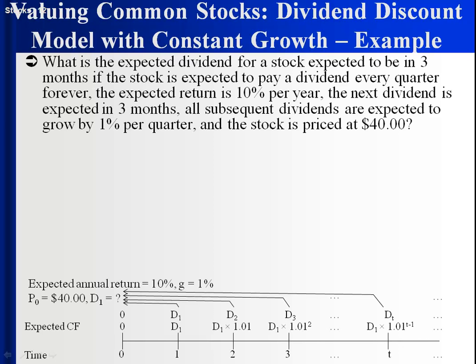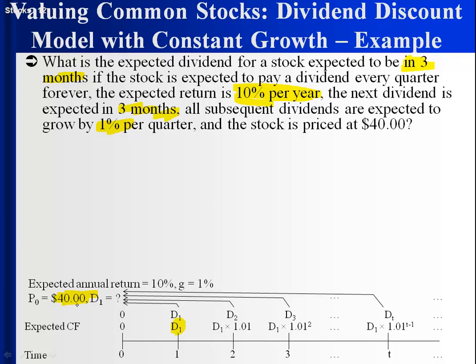So we want to know what the dividend is expected to be in 3 months, so in 1 quarter. Stock pays every dividend a quarter forever, 10% per year, which is equivalent to 2.5% per quarter. That's the rate we're going to need because we're in a quarterly world. Next dividend is expected in 3 months. And all subsequent dividends grow by 1% per quarter, and the stock's priced at 40.